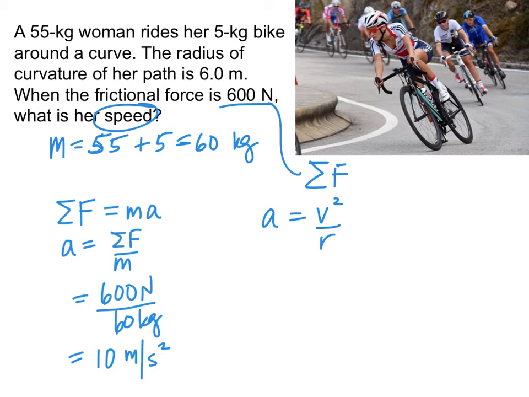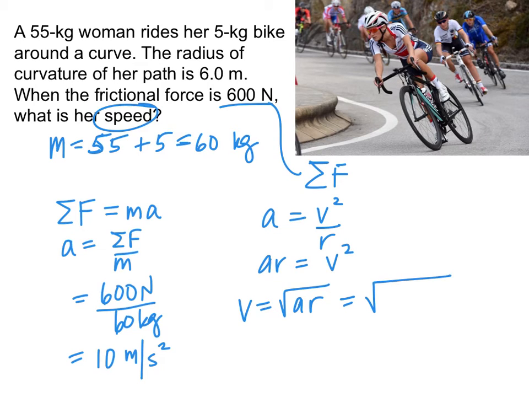Okay, in this case we're trying to find v. So let's again do a little algebra here. Let me multiply both sides by r, and then we would square root and flip the sides. So really what we're doing here is taking the square root of our acceleration times our radius.